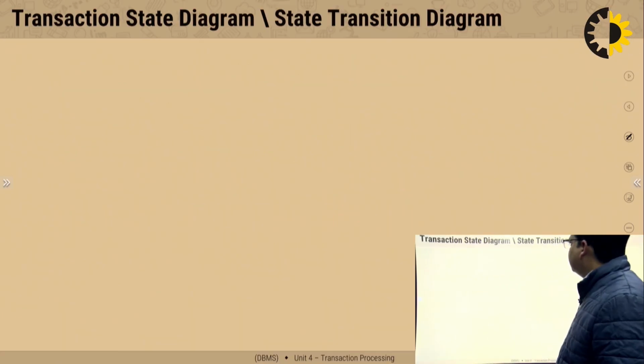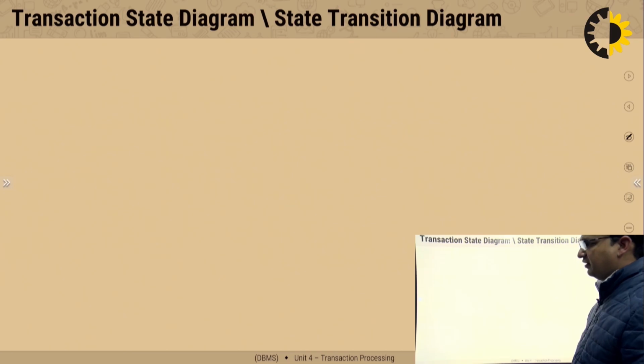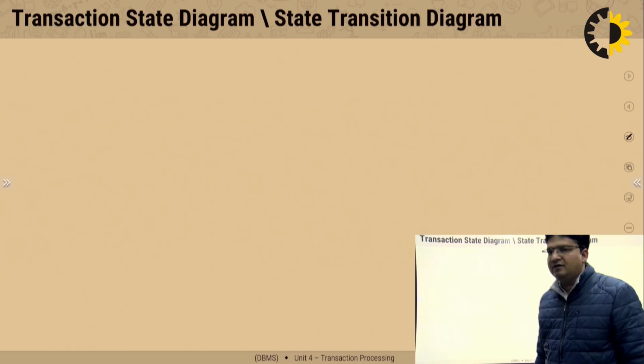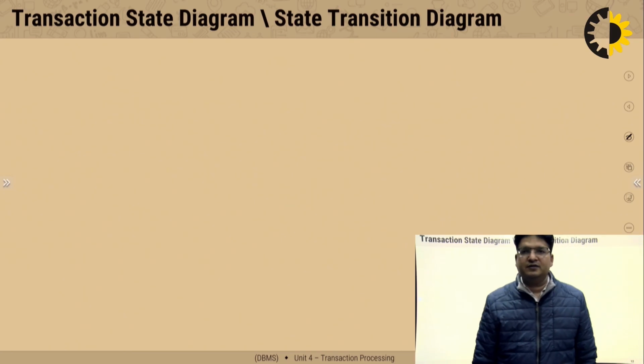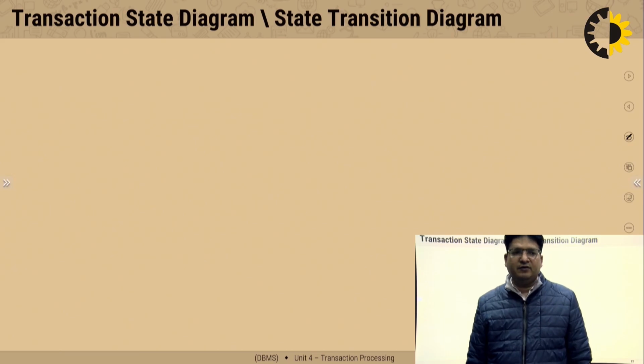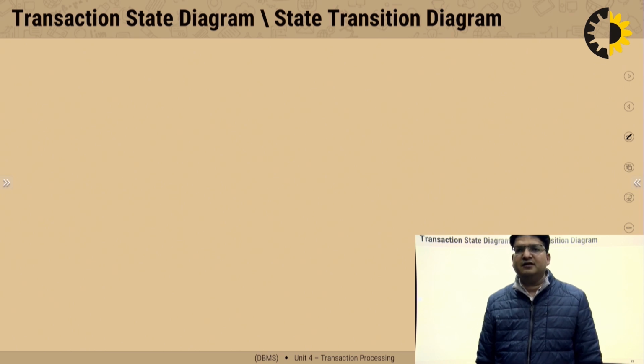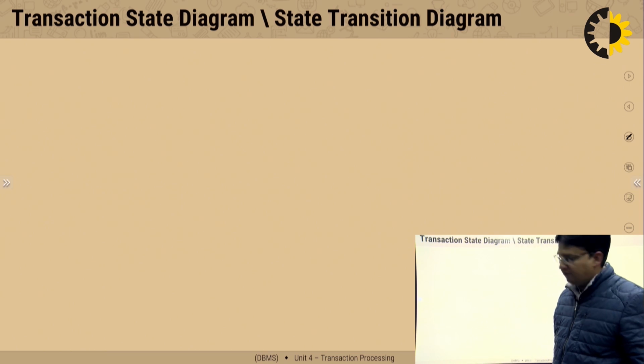Next is the transaction state. See, a transaction is basically like a process that we studied in operating systems. It has a number of states which it must undergo in order to achieve the final committed state. Let us see how many states a transaction has.